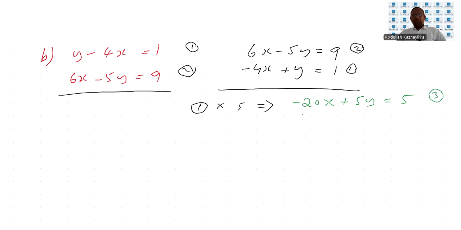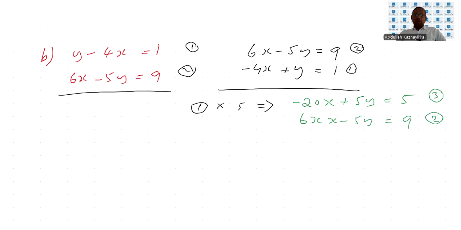So, we can write it: 6x minus 5y is equal to 9. Be careful about the sign. Sign is very important in maths and everywhere, plus and minus. This is exactly equation 2. So all of you, please listen. We changed the coefficient to be the same for elimination. Here you can see 5 and minus 5, as before.